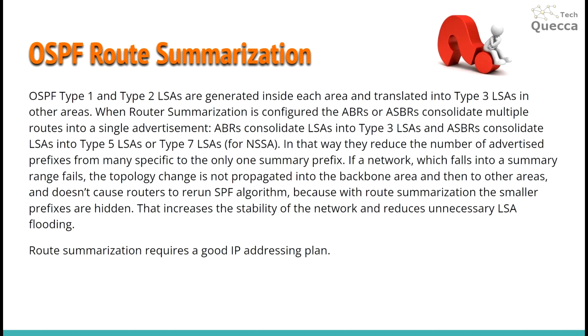If a network which falls into a summary range fails, the topology change is not propagated into the backbone area and then to other areas, and does not cause routers to rerun the SPF algorithm, because with route summarization the smaller prefixes are hidden. That increases the stability of the network and reduces unnecessary LSA flooding. Route summarization requires a good IP addressing plan.